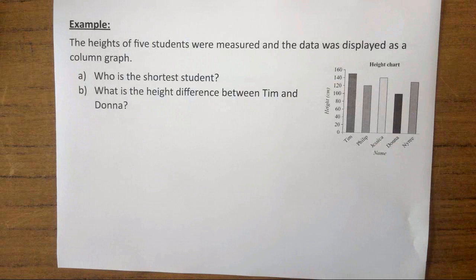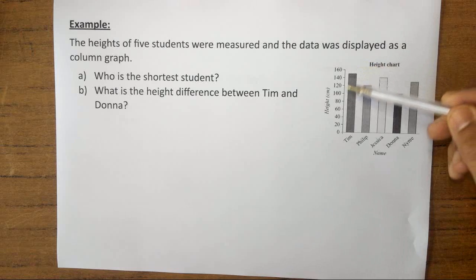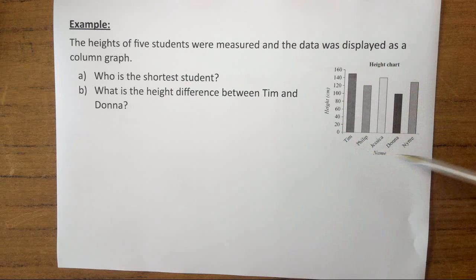First of all, let's take a look at this column graph. The heights of 5 students were measured and the data was displayed as the column graph. We've been asked 2 questions. First of all, who is the shortest student? Taking a look at our height chart over here, we can see the names across the bottom, the heights up the side. Easy to find the shortest one. It is the person who has the lowest column. In this case, it is Donna.